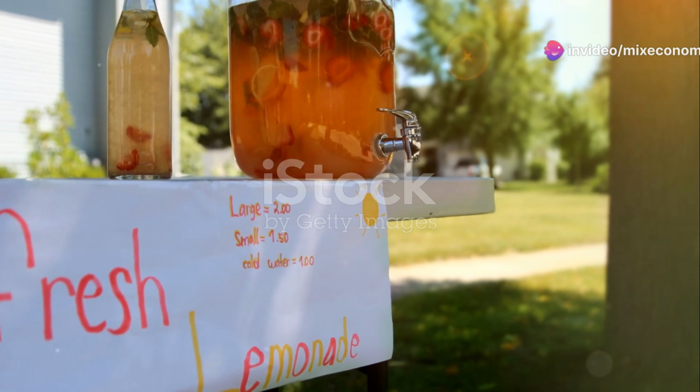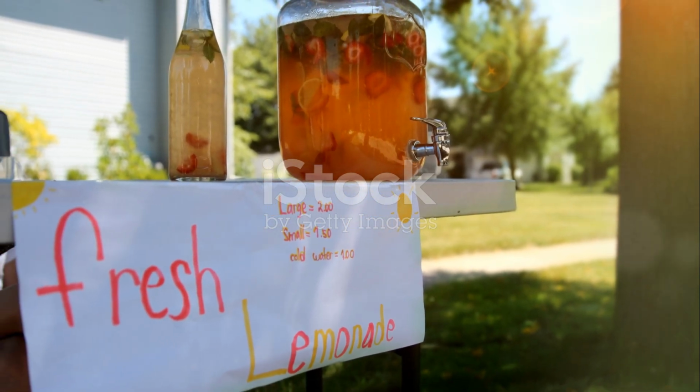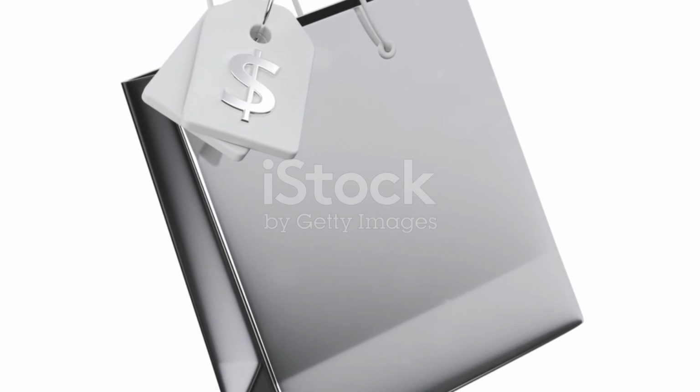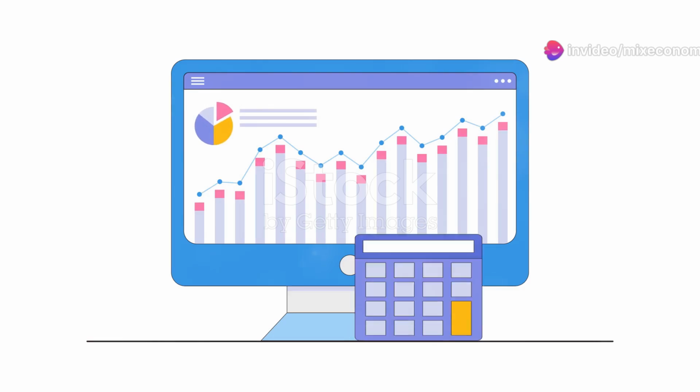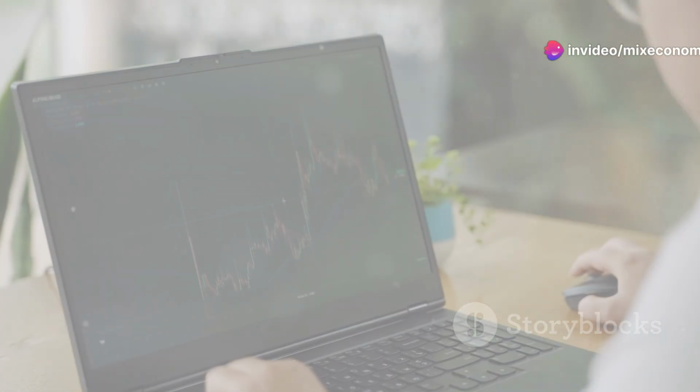This simple example illustrates a fundamental economic principle. The price of something is largely determined by how much of it exists and how much people want it. Understanding supply and demand is key to understanding how our economy works.